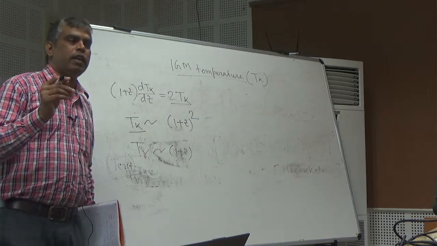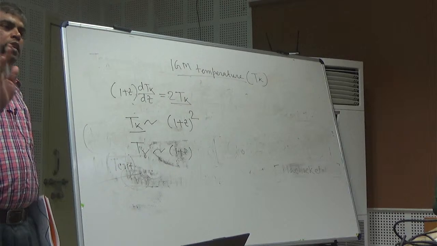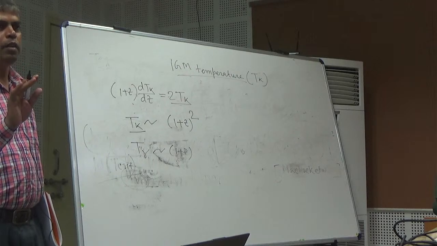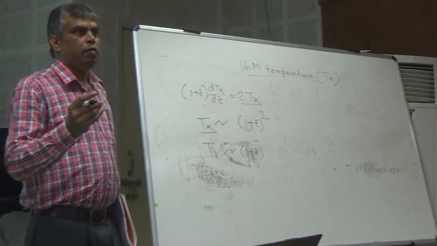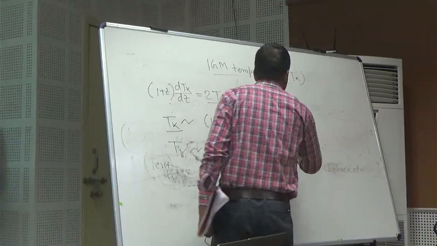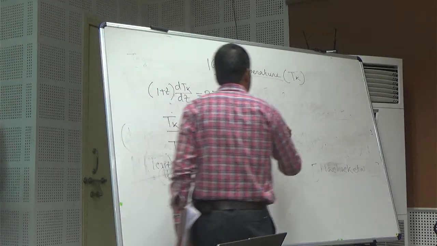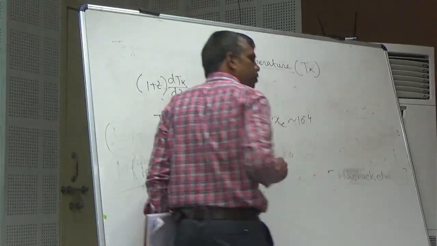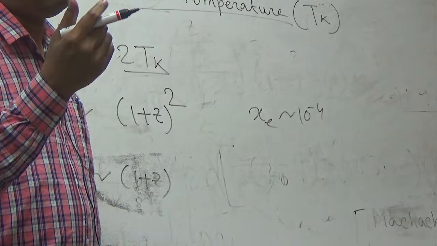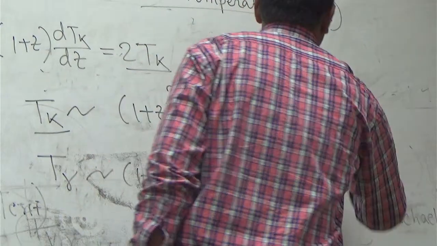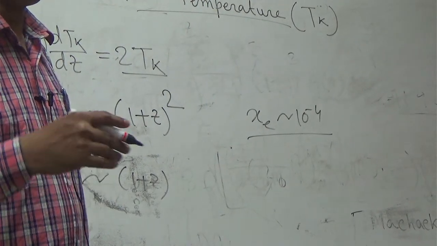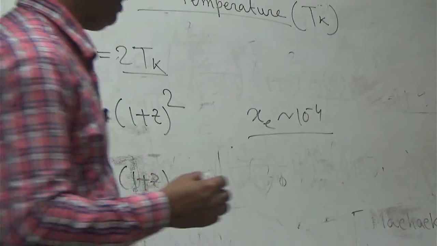As I said, during recombination the universe became neutral, almost all hydrogen and helium are neutral, but you still have a small amount of free electrons available, around 10 to the power minus 4. So out of 10,000, you still have this fraction of free electrons available even after recombination. Why? Because we have the CMBR, the cosmic microwave background radiation.